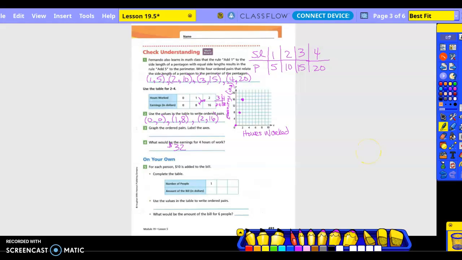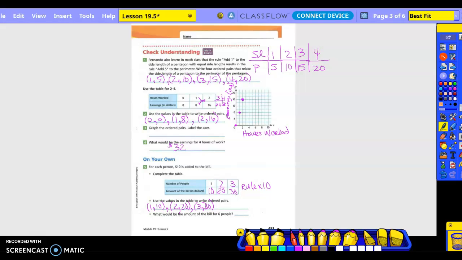Number 5, on your own, for each person, $10 is added to the bill. Complete the table. So they said for each person, it's what? $10. So 2 would be 20, 3 would be 30. So our rule was times what? Okay, so use the values in the tables to write ordered pairs. So our first ordered pair is 1, 10. What's our next one? 2, 20. And what's our next one? 3, what, 30.